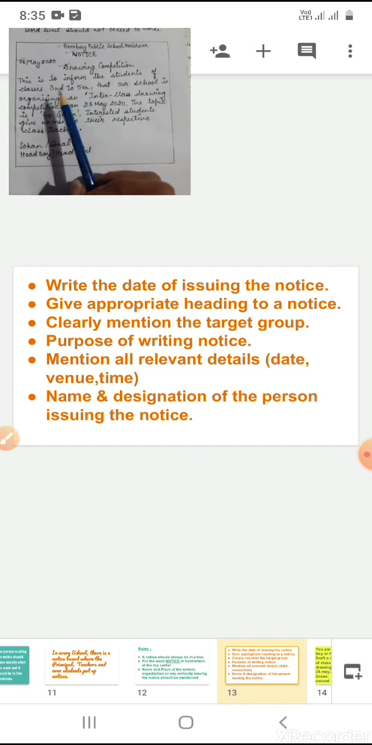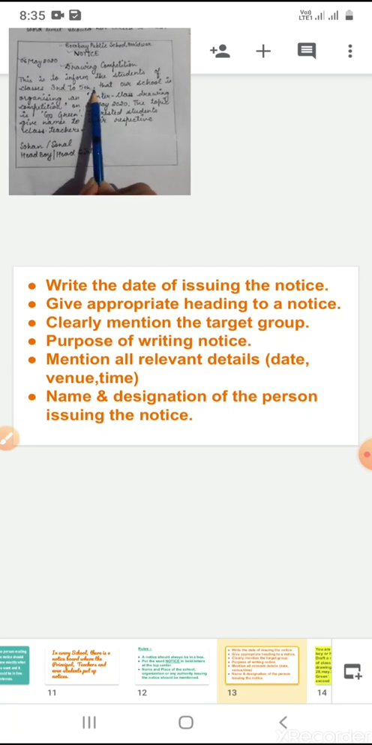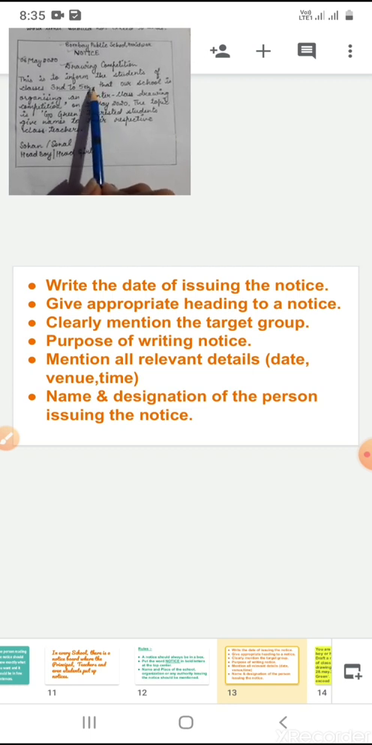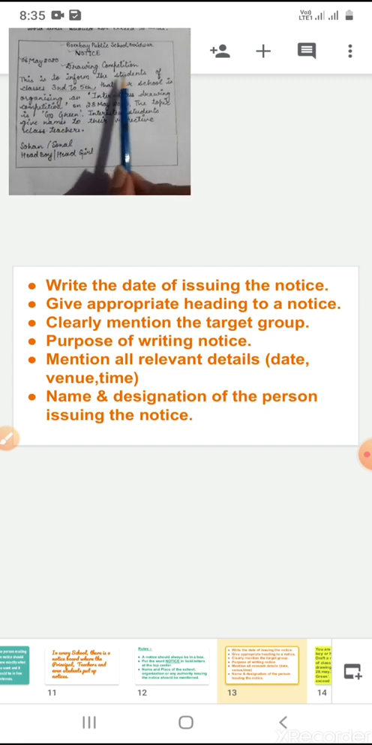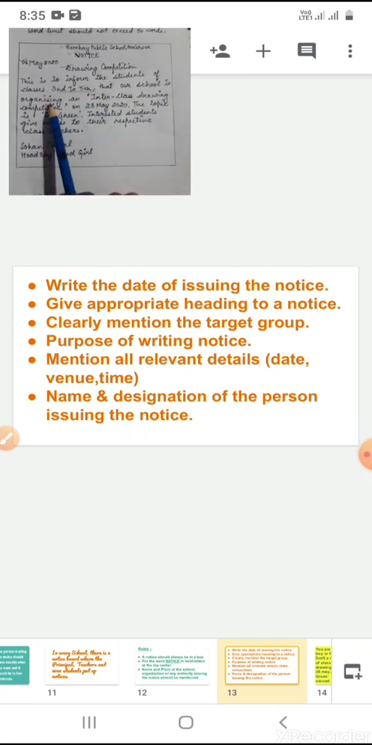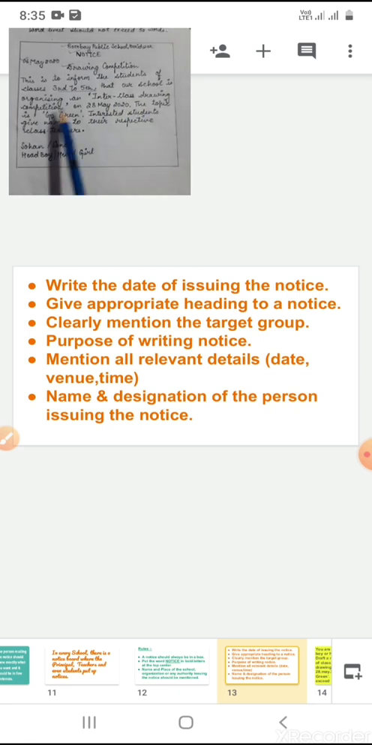Then clearly mention the target group. This is to inform the students of classes 3rd to 5th. What is the target group? The target group is the students of class 3rd to 5th. What is the purpose of writing the notice then? This is to inform the students of classes 3rd to 5th that our school is organizing an inter-class drawing competition. What is the purpose of writing the notice? To inform the students that our school is organizing an inter-class drawing competition.